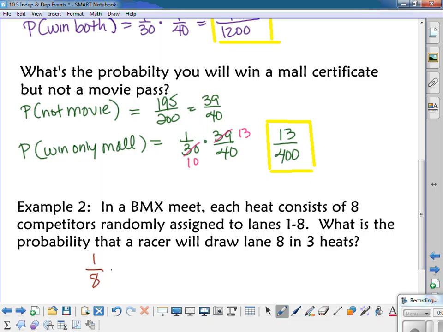What's the probability in the next heat? It's still 1 out of 8. And in the next heat, it's still 1 out of 8. So you just multiply those together, and the probability that he will get it every single time would be 1 out of 512.